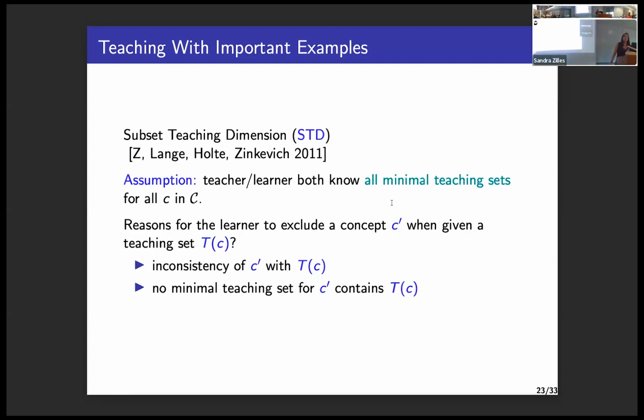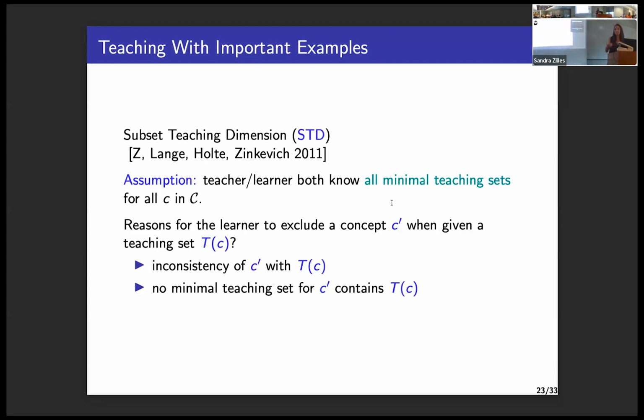So, but what we did was go back to the old literature and ask, was there ever any model where we didn't have that collusion-freeness? And that was also in the work I did with Robin Marley and Stefan Lange. That was a model called subset teaching dimensions, which has sort of been forgotten because it wasn't collusion-free, okay? So here, the assumption is the teacher and learner both know all of the minimal teaching sets, all of the best possible classical teaching sets for a concept.